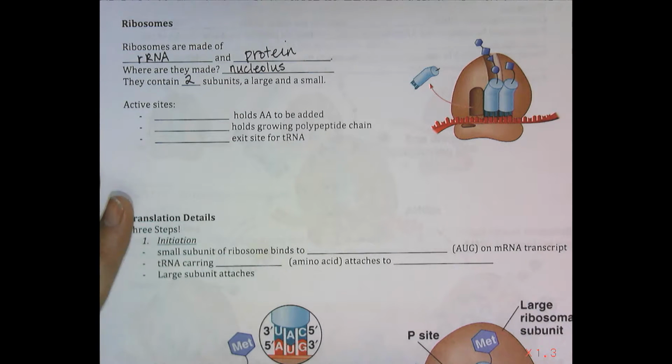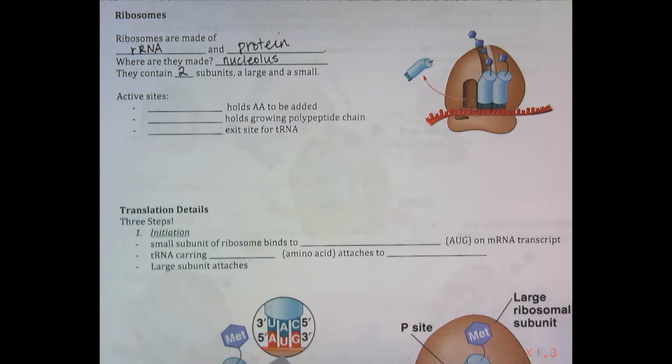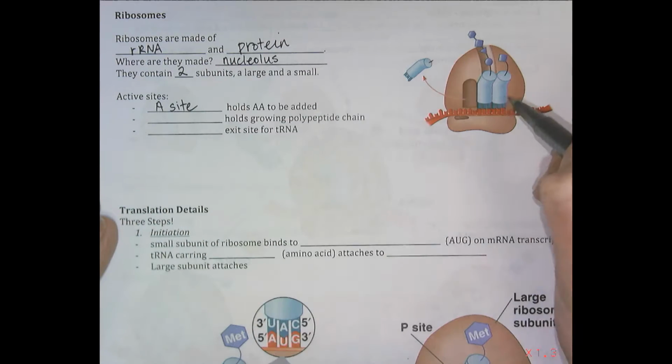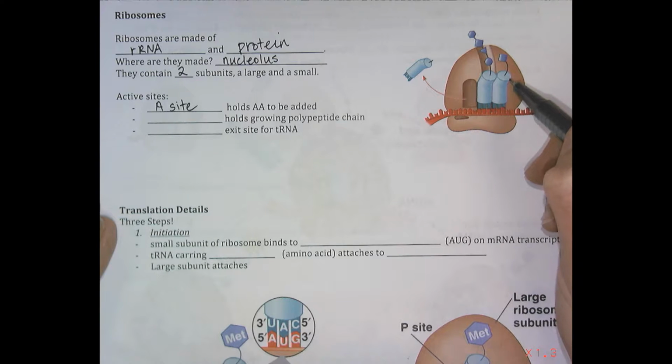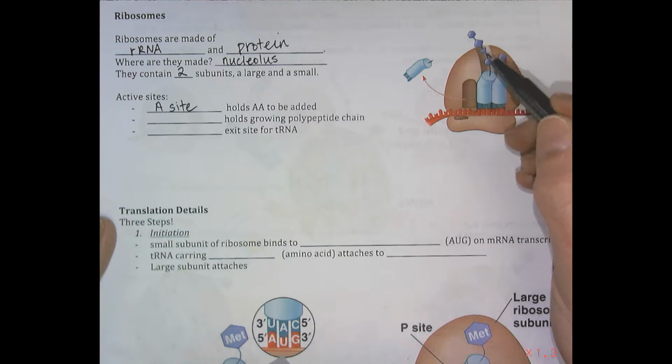All right, there are 3 active sites in the ribosome: the A site, the P site, and the E site. They have longer names, but for the purposes of this lecture, we don't really need to worry about that. The A site is the site here where this tRNA is located, and that's the site that holds the tRNA containing the amino acid that is to be added to the growing chain of polypeptide here.